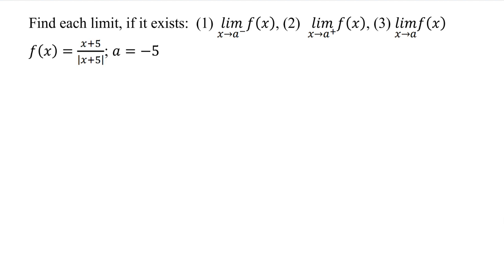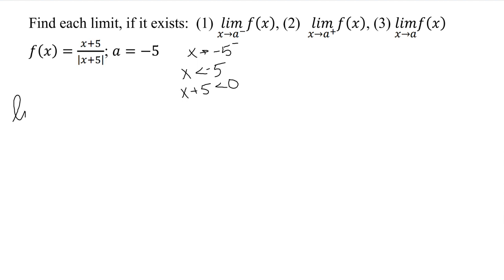All right, for our next one here, we're going to be looking for the limits as x approaches a from the left and the right, and then for the two-sided limit as well. So we'll start with the limit as x approaches a from the left. So as x approaches -5 from the left, that means that x is less than -5. Right? If x is less than -5, that means that x plus 5 is less than 0.